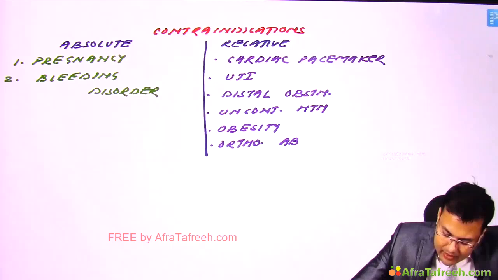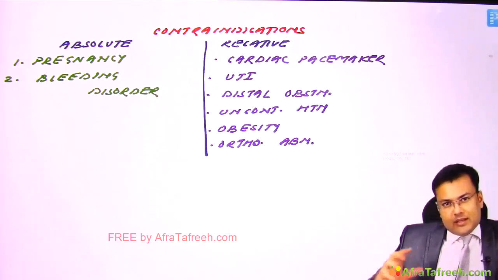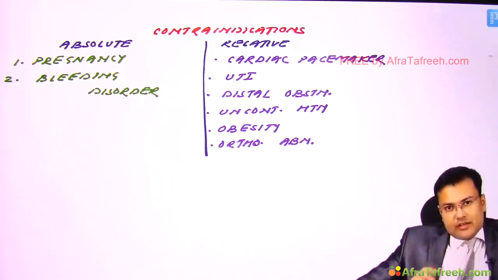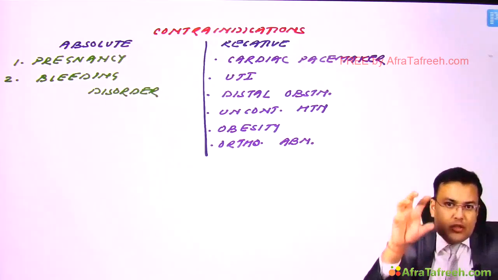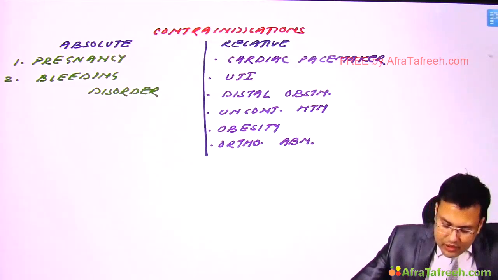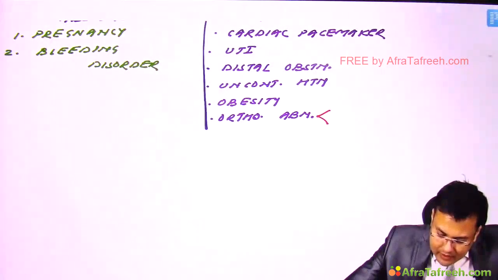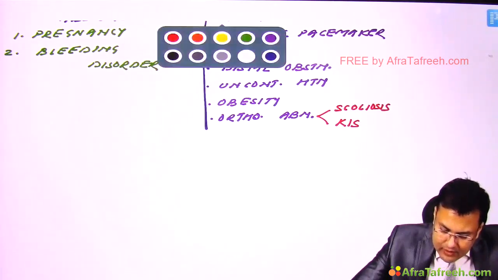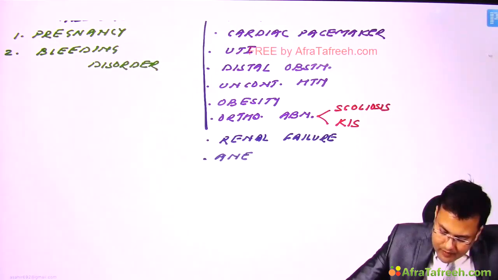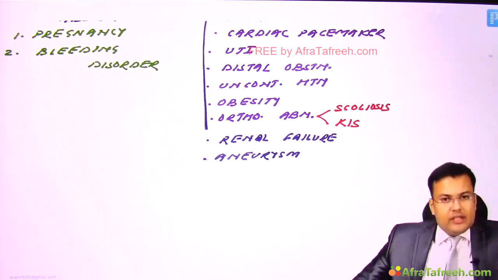Orthopedic abnormalities. Okay, what kind of orthopedic abnormalities? Generally, see, if a patient is having scoliosis or kyphoscoliosis, in which spine is not straight, okay, so it's very difficult to focus the shock waves exactly to the kidney and the stone. So in these cases there is problem. So which orthopedic abnormalities? Scoliosis and kyphoscoliosis. Okay, renal failure and aneurysm. Clear? So these are the contraindications.